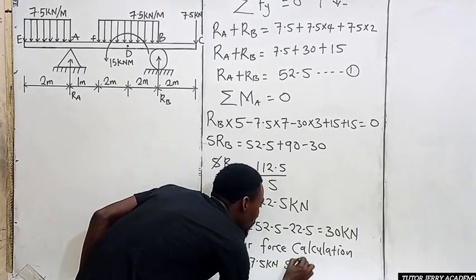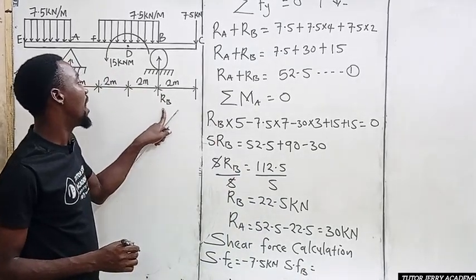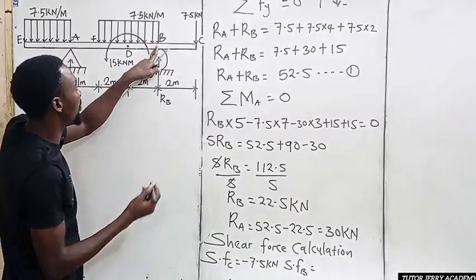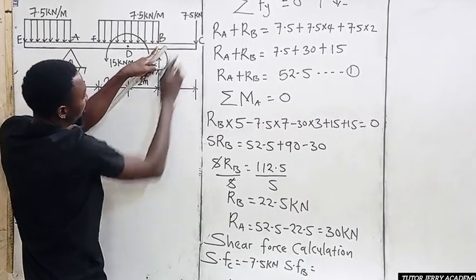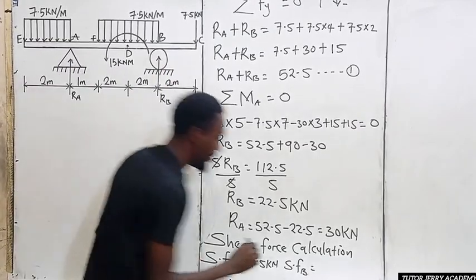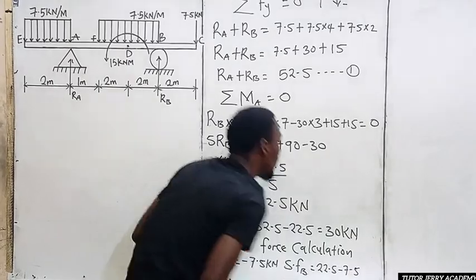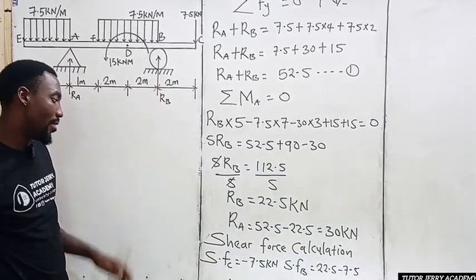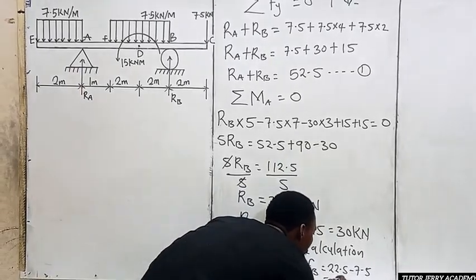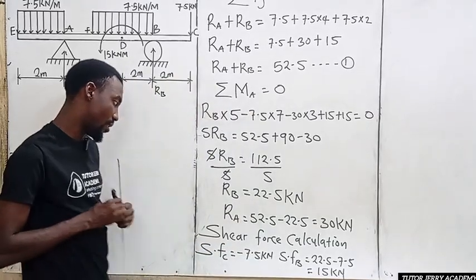All right. So again, we are going to go to the shear force at point B. Shear force at point B will be equal to what? The reaction at point B and this. So that is just the two forces we have there. If you stand at point B and you look towards your right, you only have this force and this force. So it's going to be 22.5 minus 7.5. That's going to give us 15 kilonewton. All right. Yes, that's 15.